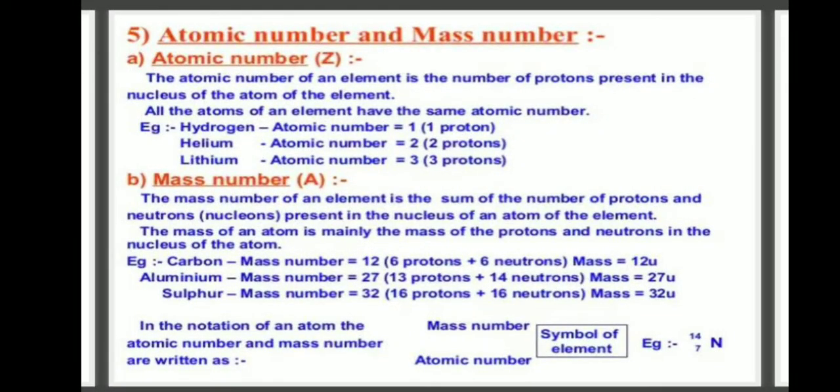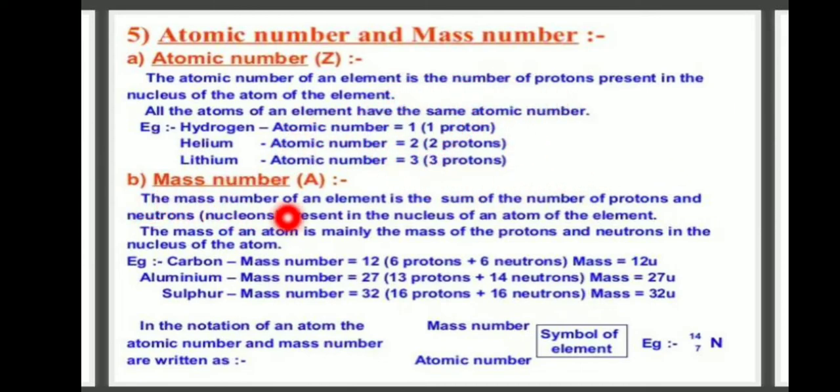What is the atomic number and mass number? The atomic number of an element is the number of protons present in the nucleus of the atom of the element. All the atoms of an element have the same atomic number. Hydrogen atomic number 1, helium atomic number 2, lithium atomic number 3. The number of protons is called the atomic number.